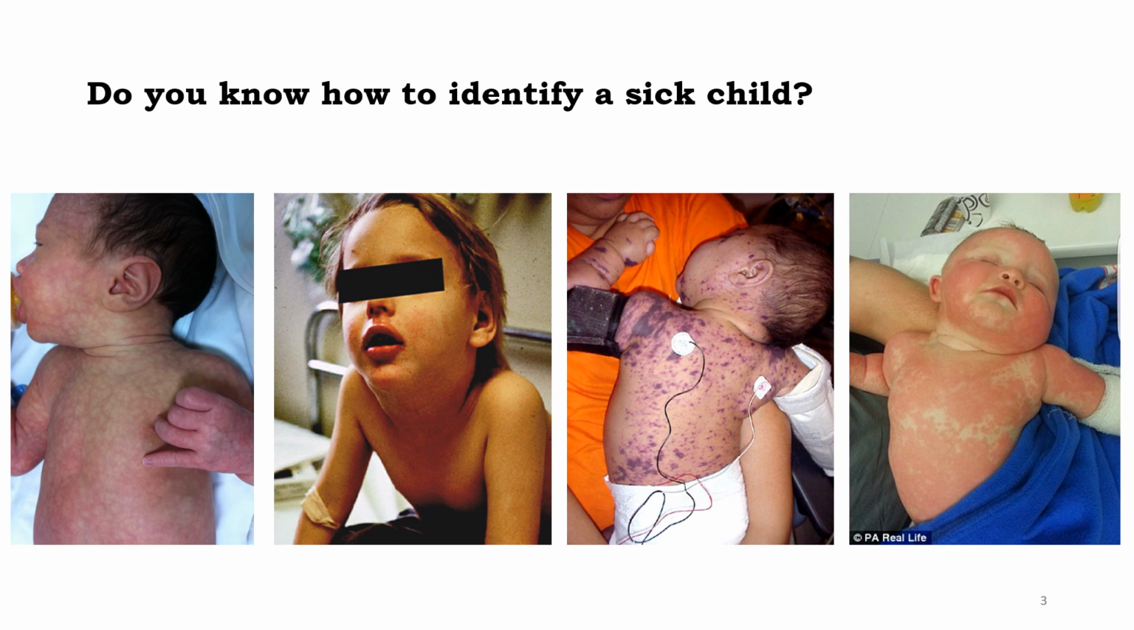So, do you know how to identify a sick child? These four pictures are some of the classic examples of children who are quite unwell. On the first picture, you can see mottling. The second picture, you can see a child who has a kind of neck swelling. He's leaning forwards in the tripod position. His mouth is open. The third child is having bruising or petechia. And the fourth child is also having a diffuse rash and looking quite tired and lethargic.